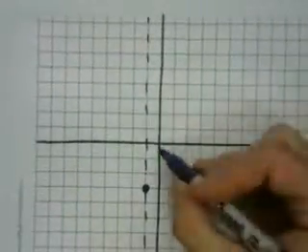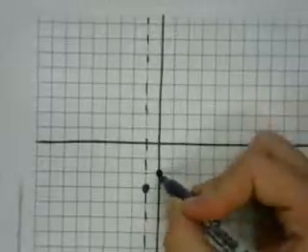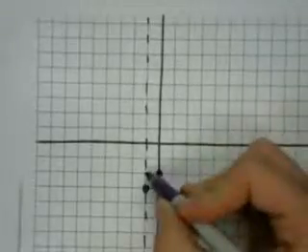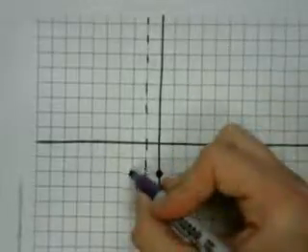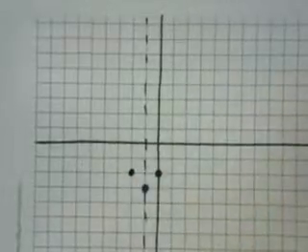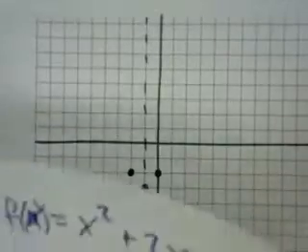So we can place that on the graph. Here we have 0, negative 3. This is our y-intercept. And what's really cool is that because this is 1 away from the axis of symmetry, there should be a point right here, 1 away on the other side also. Very nice.